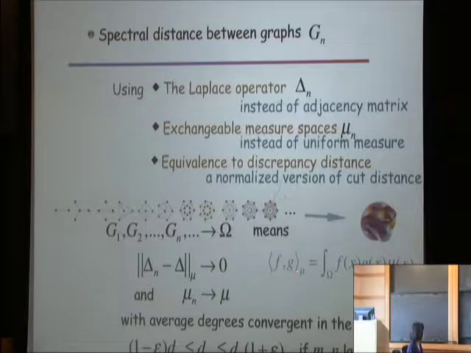And the mu product sort of coming, first of all, the measure has to converge, and we can use that to define the convergence of the Laplace operator. And we also need the ratio of the degrees to converge. Okay, so when n and m are big enough, they are not so far apart.